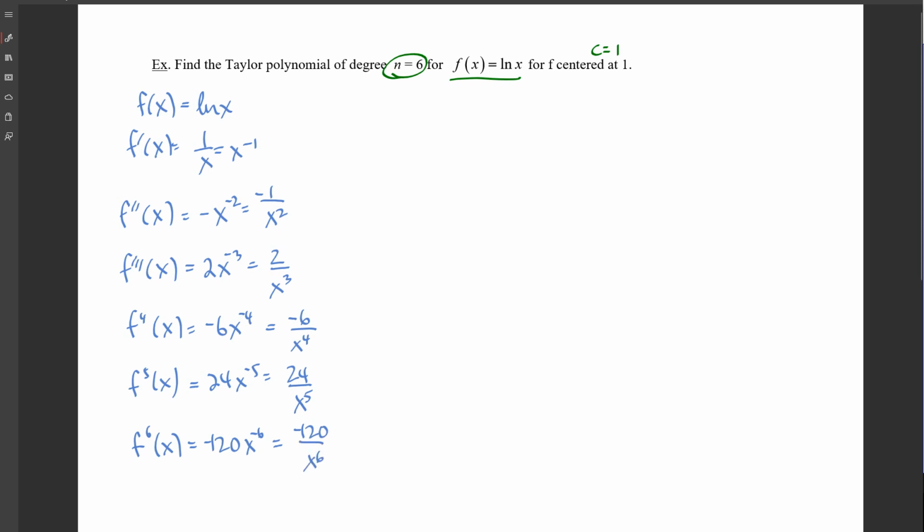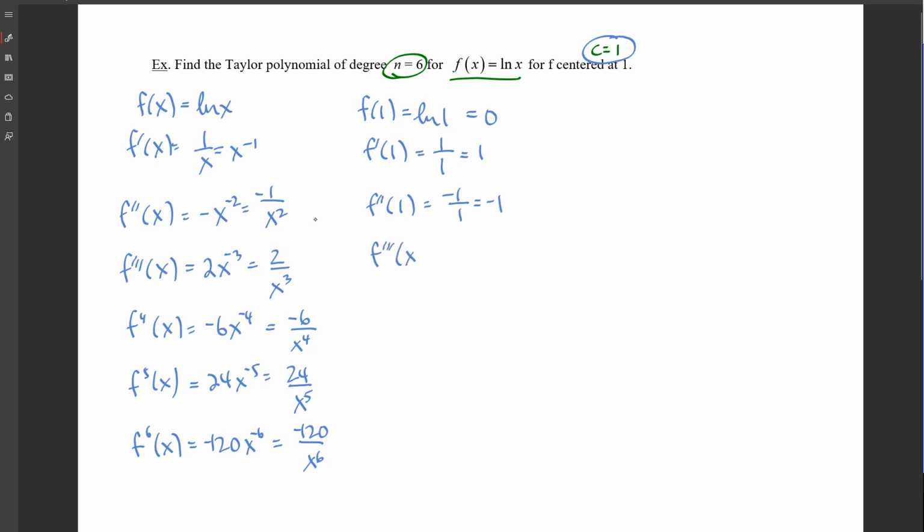All right, so I need to make a table. I need to put in the center, which is equal to 1. So this means f at 1 is equal to ln of 1, which is equal to 0. F prime of 1 is equal to 1 over 1, which is equal to 1. F double prime at 1, I'm going to plug in 1 for the x, so that's going to be negative 1 over 1, which is negative 1.